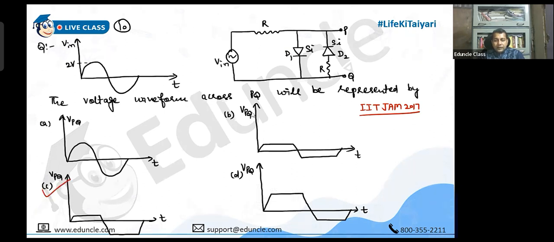No, Rita, it's C. Let me tell you how. During the positive half, only diode 1 can be forward biased. This cannot be forward biased. And when it gets forward biased, when the input voltage gets beyond 0.7 volt, this will get on and it will keep the output voltage equal to 0.7 only. Okay, so this one got eliminated.